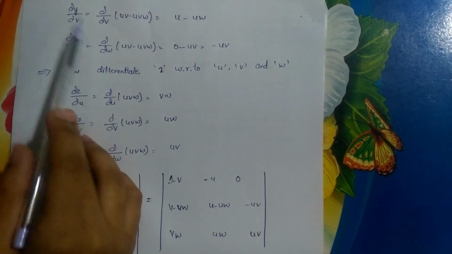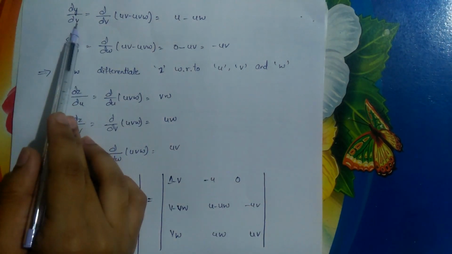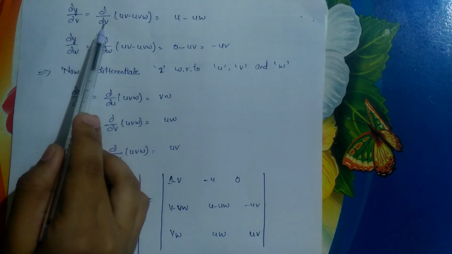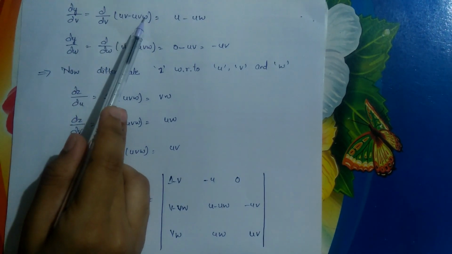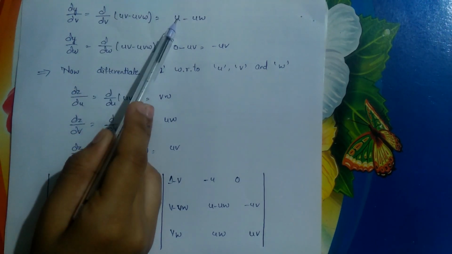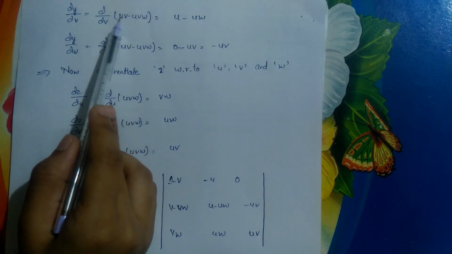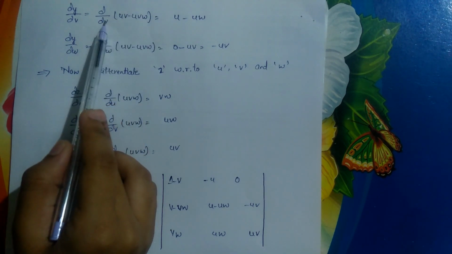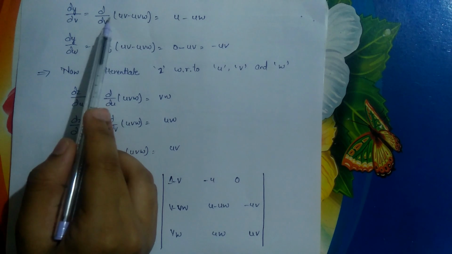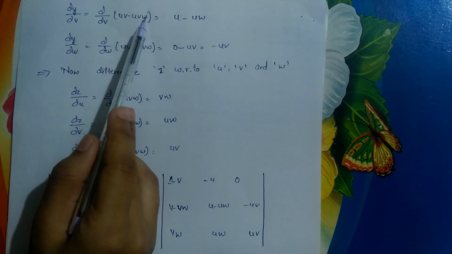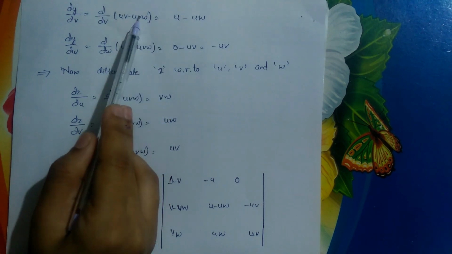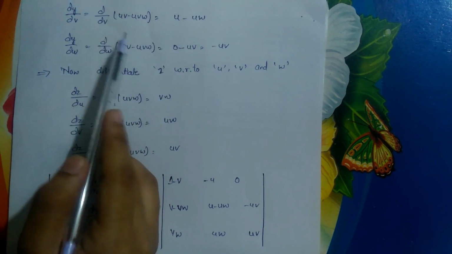Here similarly, y is differentiated with respect to v, that is ∂y/∂v is equal to ∂/∂v of (uv minus uvw). Uv with respect to v is u, as u is treated as constant and v with respect to v is 1. Now differentiating uvw with respect to v, u and w are treated as constant, so uw, and v with respect to v is 1.